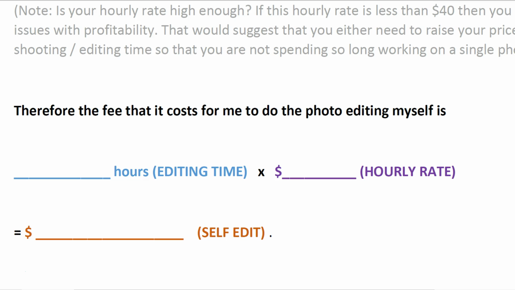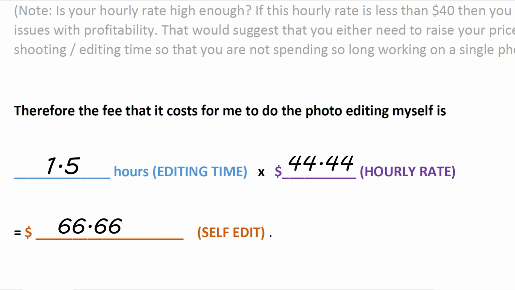Now what we want to do now is calculate the fee that it costs you to do the photo editing yourself. So we go back to the editing time that we wrote down earlier and write that value in here. And then we get our hourly rate value from earlier and we write that in here. Then we just need to multiply these numbers together. So grab a calculator if you need to and do your editing time multiplied by your hourly rate. And in this example, that gives me a cost to edit the images myself of $66.66.